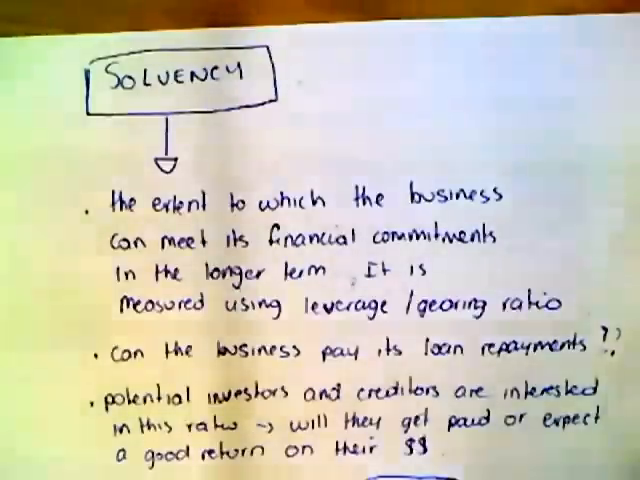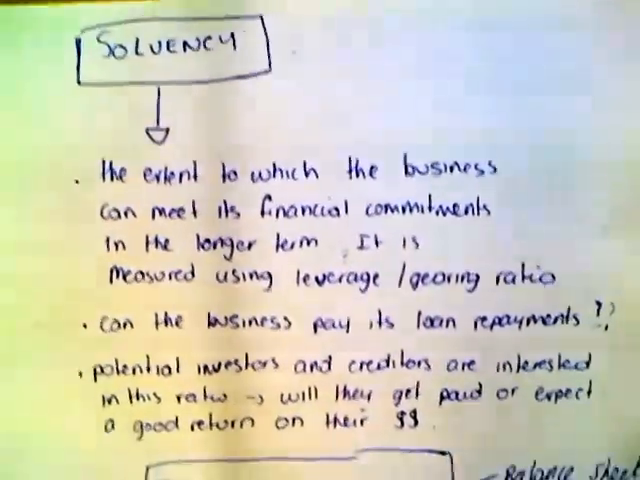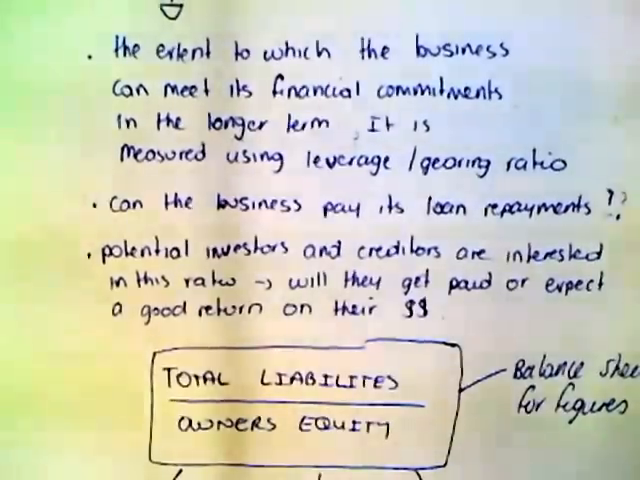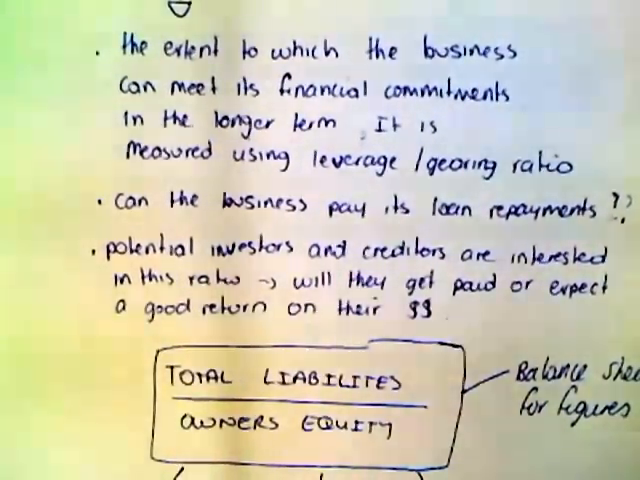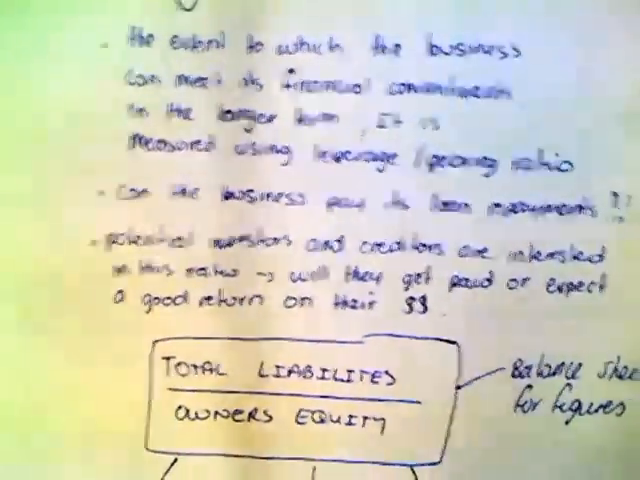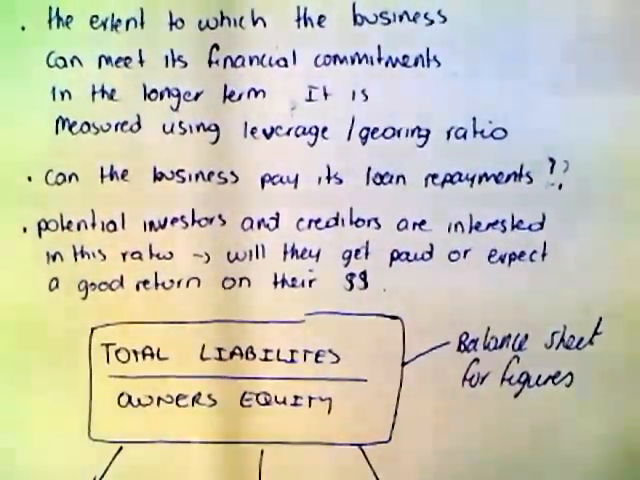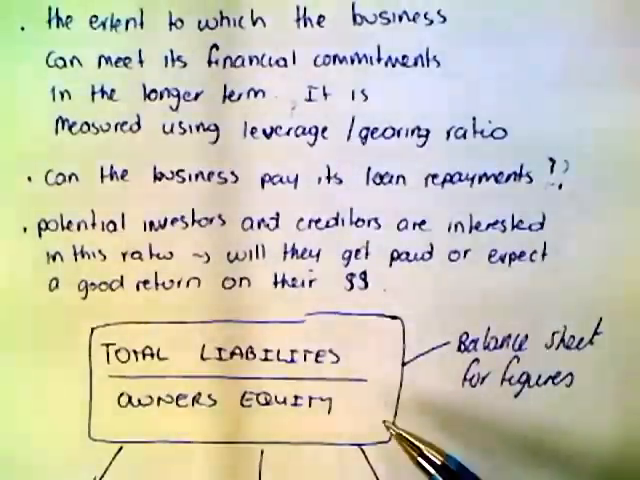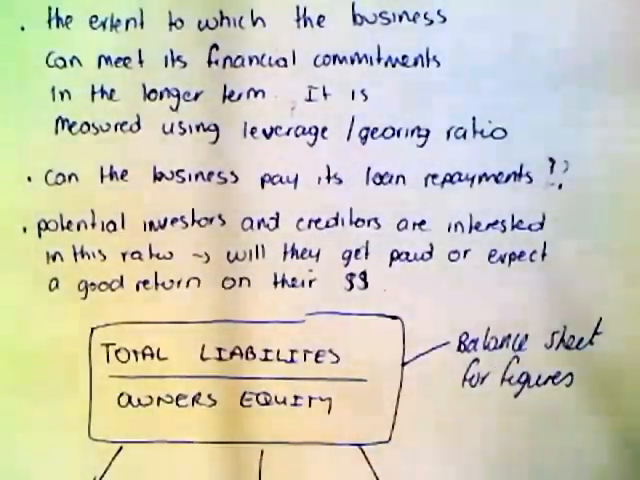Now, a potential investor and creditors are interested in this gearing ratio. They want to know if they're going to get paid or if they're going to get a good return on their investment. Now, to calculate your solvency ratio, it's quite simple, really. You look at your total liabilities and your owner's equity, and you divide the two together. You're going to get those figures from your balance sheet. So you total up your liabilities and you divide it by your owner's equity.